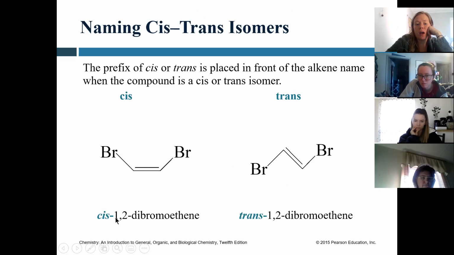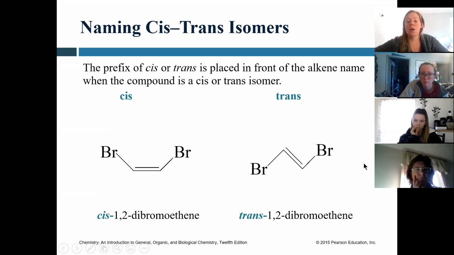Both of these are 1,2-dibromoethene. So 2 carbons, 2 bromines. But in this case, the bromines are pointing in the same direction, so we give it the cis. On this side, it's trans because the bromines are in opposite directions.